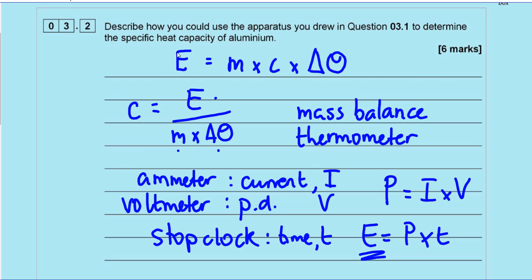It would be worth pointing out that we probably wouldn't just do the experiment once and hope we'd done it right. We'd want to repeat the practical a number of times and then take an average of the values we obtained so we get a better estimate of what the true value is.